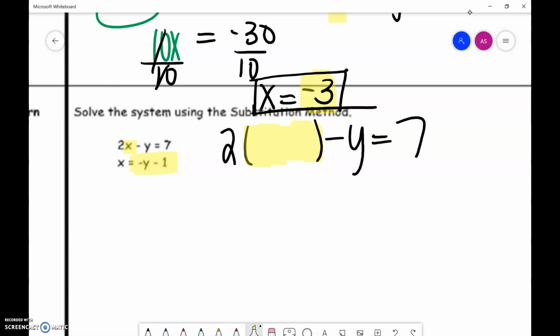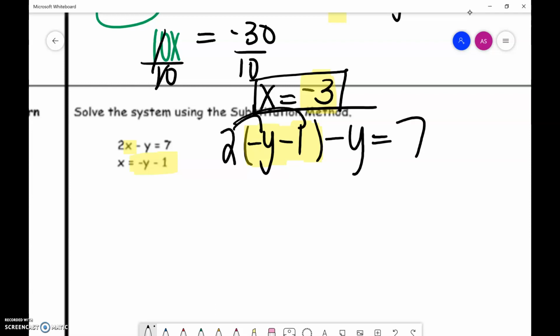So this is like saying x is negative y minus 1. In the other equation, I have 2x minus y equals 7. So since I know that this is x right here, I'm going to just go ahead and plug in my negative y minus 1. Then from here, I'm going to do my distributive property, and I'm going to solve for y.